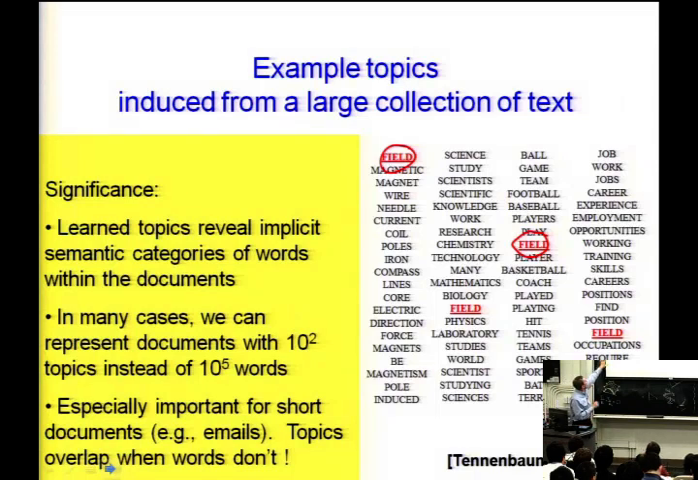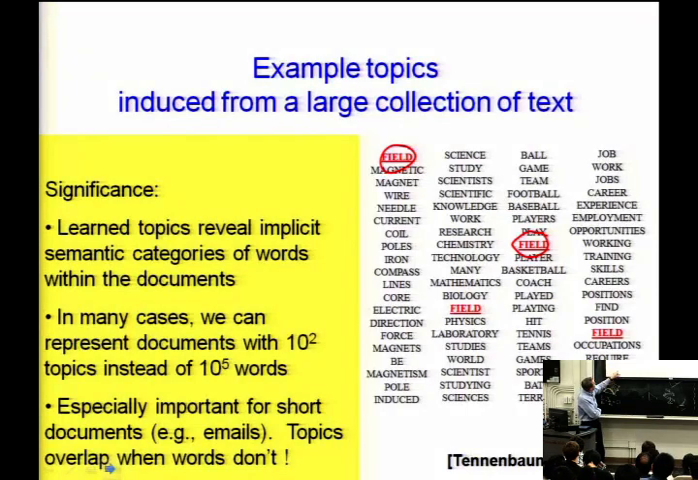So I guess this is kind of the summary. These topics reveal categories of words that group together within the documents. And even though there are 10 to the 5th words in English, often if you characterize a document with on the order of 100 or so topics, you can get a pretty good characterization of that document.